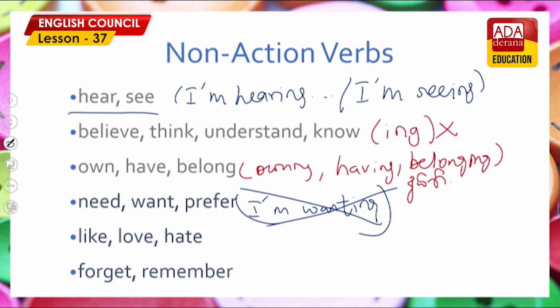Again. Like, love, hate. So liking, I'm liking chocolate. Do you say that? If you do, don't say that because it's wrong. So you won't say I'm liking, I'm loving, or I'm hating. These are your static feelings. I like, I love, I hate. I like chocolate, I hate chocolate, I love chocolate.